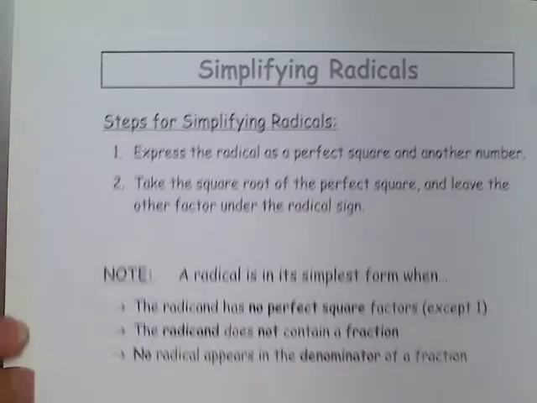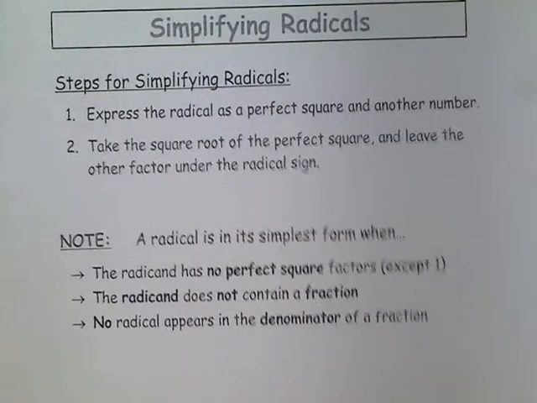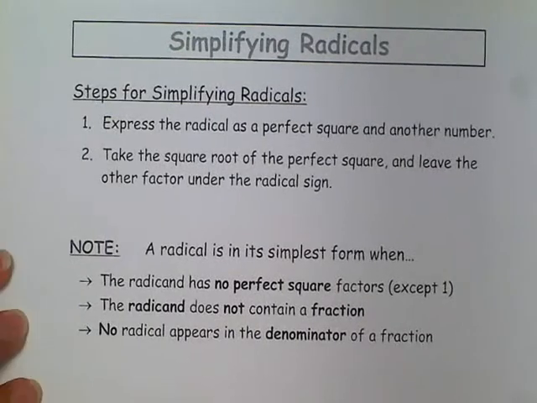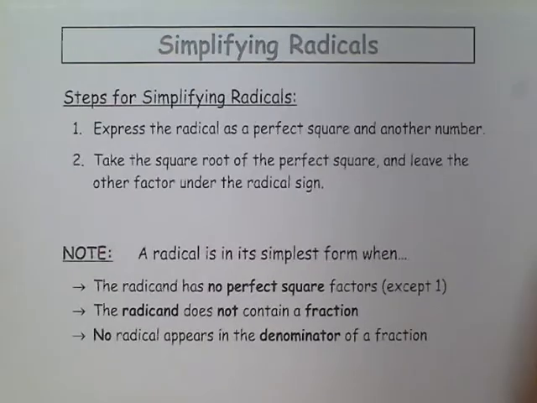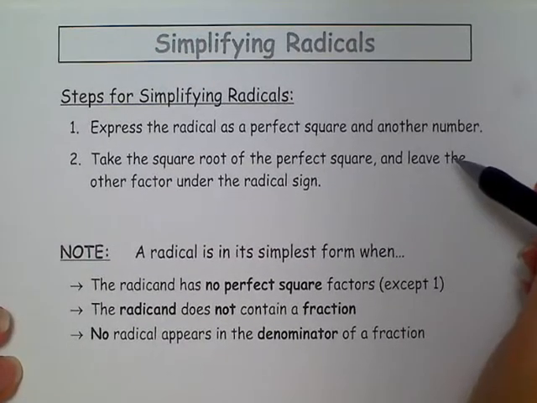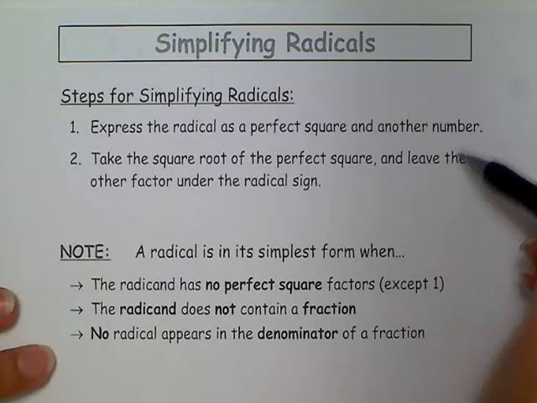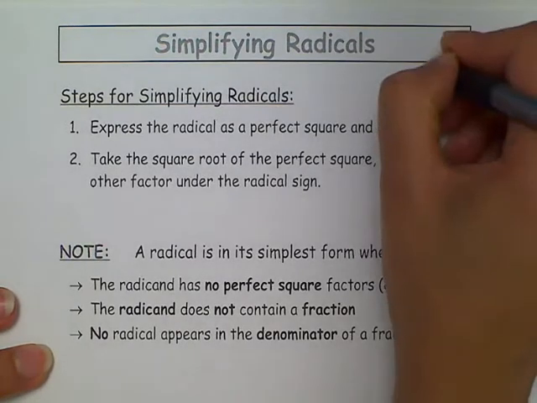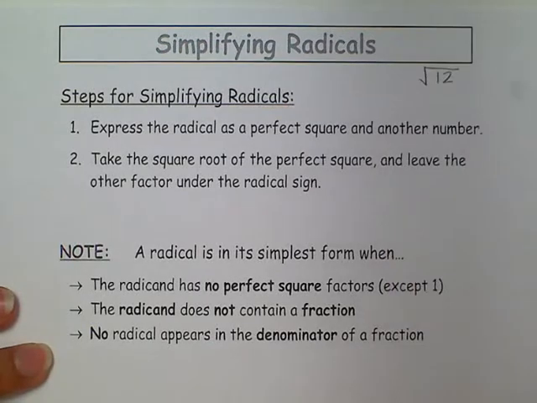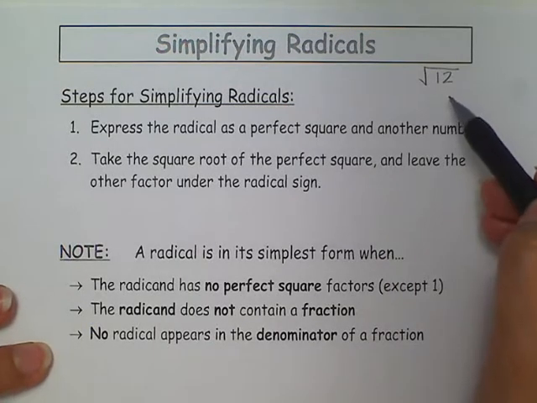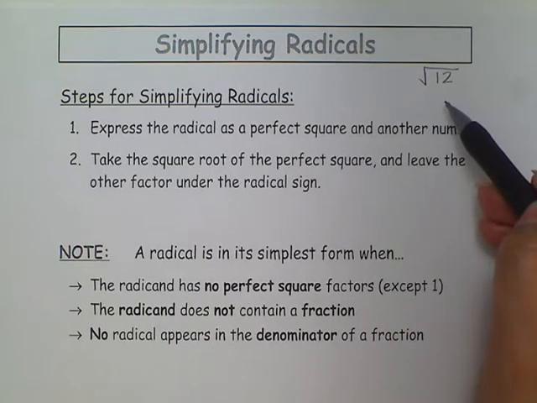Okay, we're going to look at how to simplify radicals. So we're going to look at the steps you need to take to simplify radicals. So here are the steps we're going to be looking at. First, we're going to express a radical as a perfect square and another number. So for example, if you have something like the square root of 12, what we're going to do is we're going to break up the 12 so that it's two factors. One factor will be a perfect square. The other factor we're not too worried about.